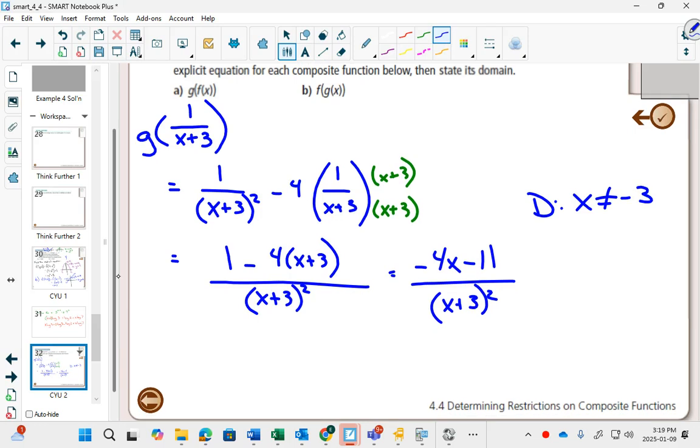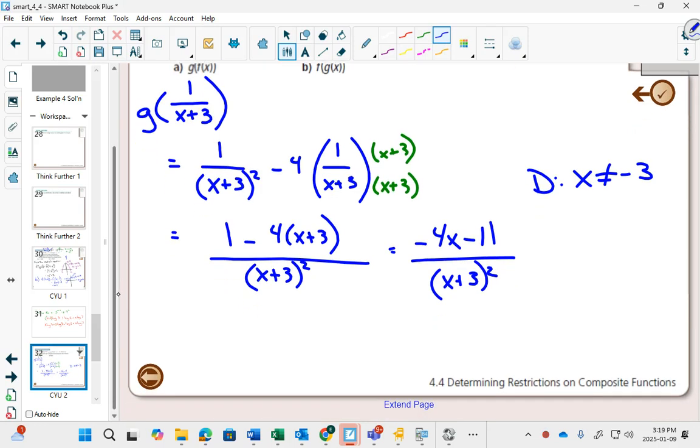Is that supposed to be an equal sign or a subtraction? This is subtraction. This is an equal sign.